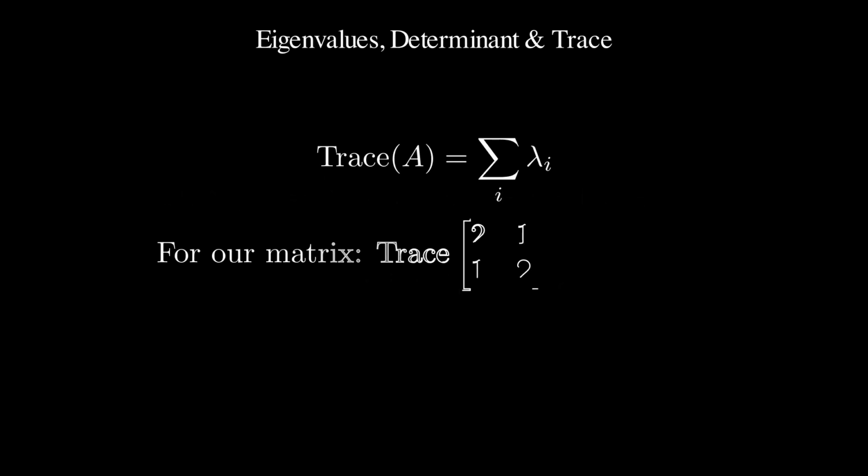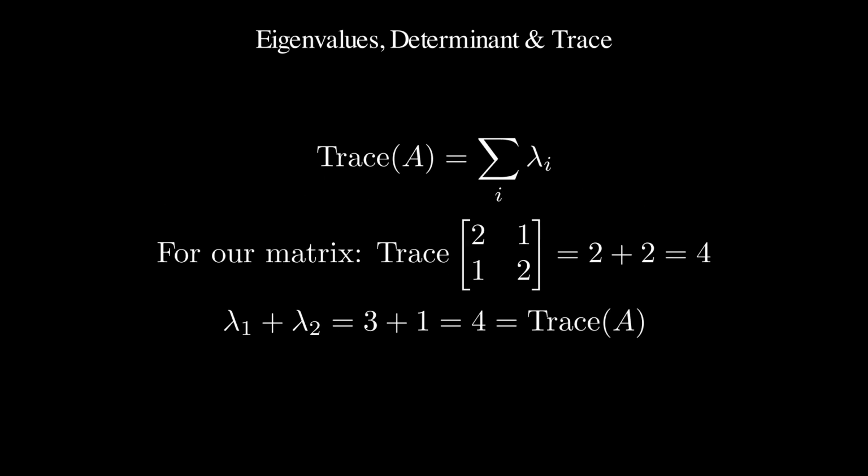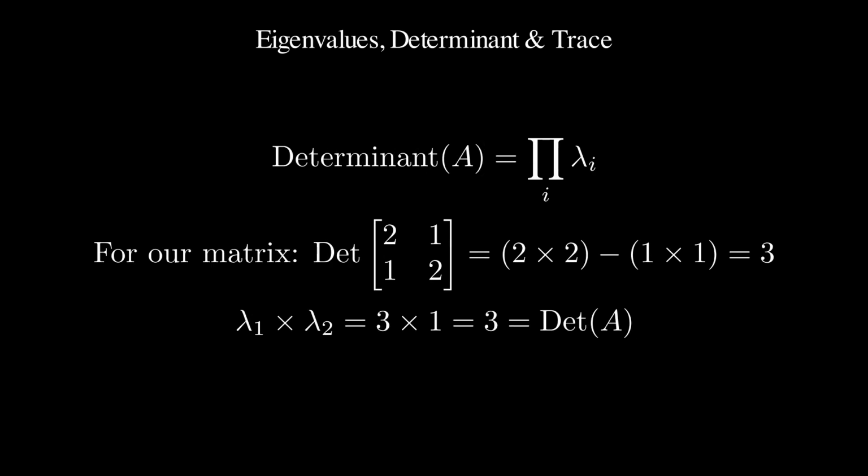The trace of a matrix, which is the sum of its diagonal elements, equals the sum of all eigenvalues. For our matrix, the trace is 4 and indeed, our eigenvalues 3 and 1 sum to 4. Similarly, the determinant of a matrix equals the product of all eigenvalues. Our matrix has determinant 3, which is exactly the product of our eigenvalues 3 and 1.